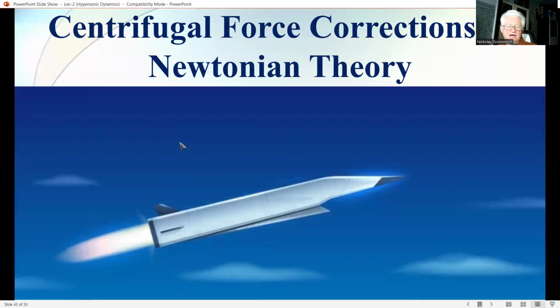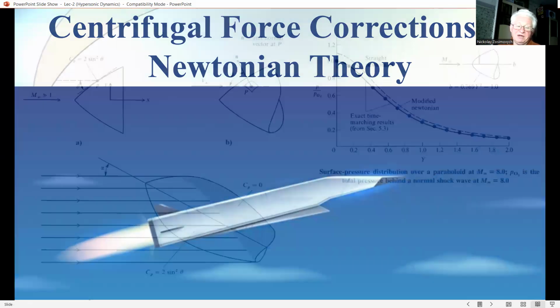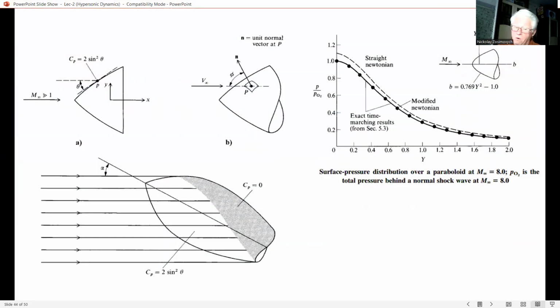Now let's come to another topic of today's lecture, centrifugal force correction to Newtonian. In the derivation of the straight Newtonian law, we considered flow over a flat surface, such as the model sketch of figure A on the left part of this slide. However, we proceeded to apply our equation here to curved surfaces, such as in the next figure, B.